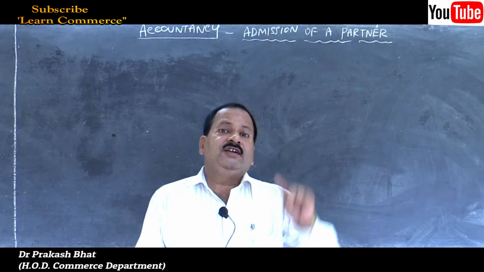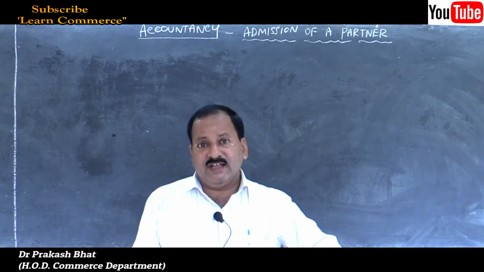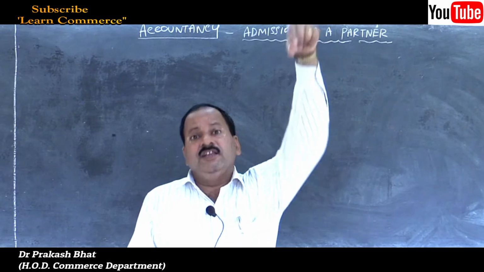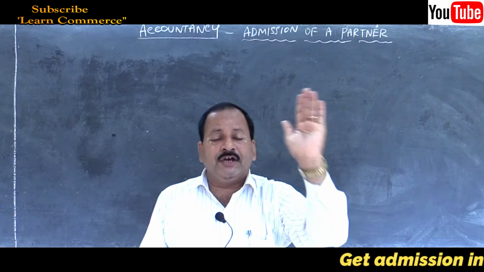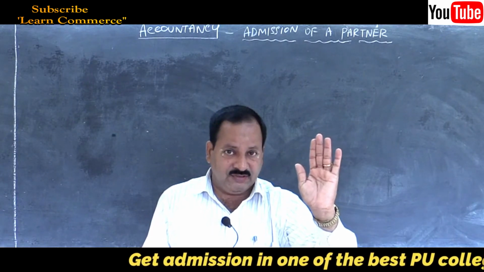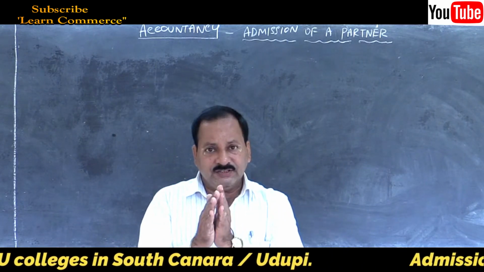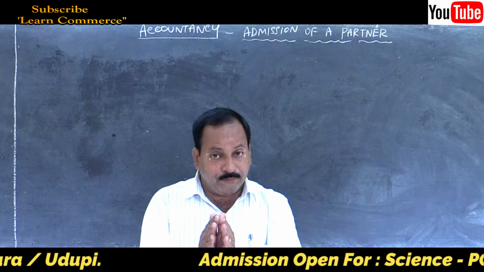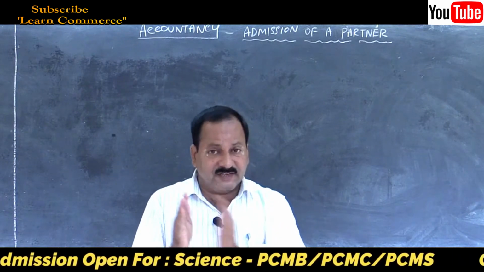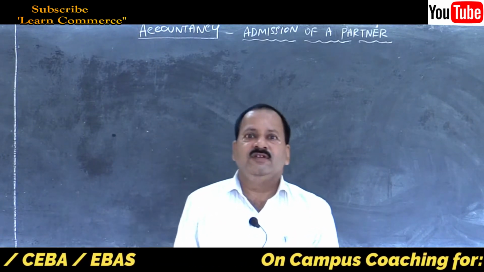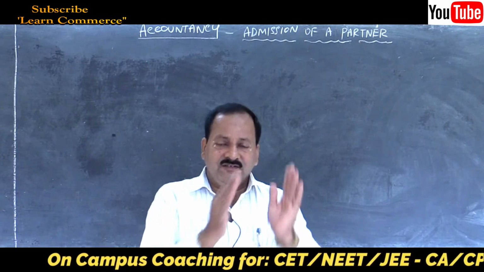Then decrease in the value of assets and increase in the value of liabilities should be entered on the debit side, the left hand side of revaluation account. And we have to balance it. Then the final balance, the difference between the debit side and the credit side total, should be distributed among the old partners only in their old profit sharing ratio. This is the first step, that is preparation of revaluation account.